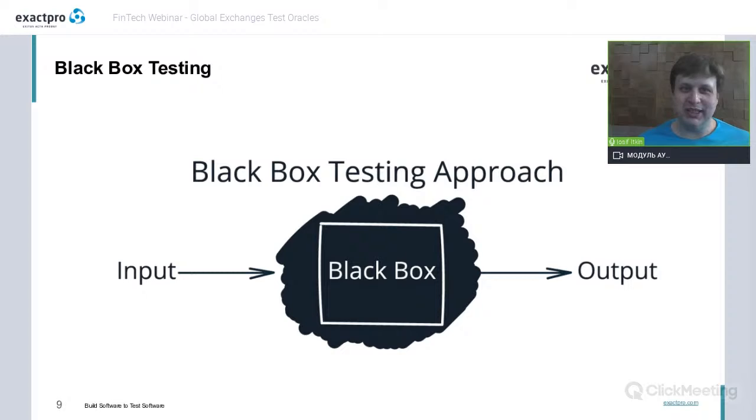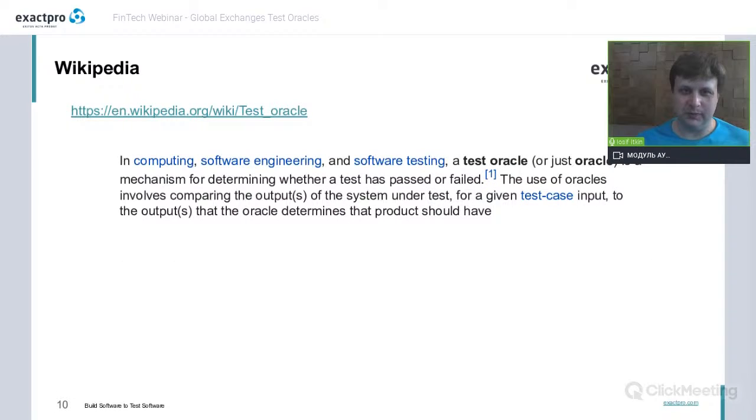So, black box testing. This is a model of black box testing. We have inputs, we have a system under test, and we have outputs. We need to check that the system gives correct output for the given inputs.